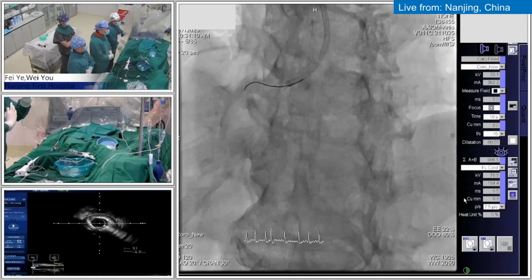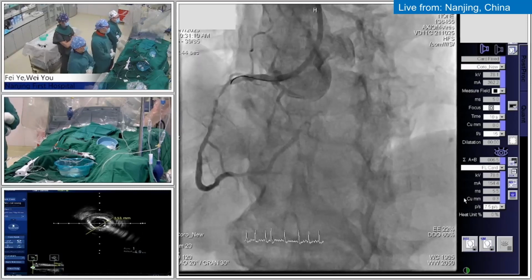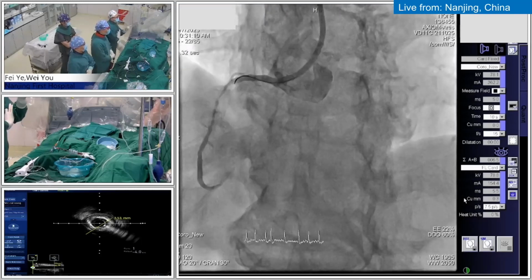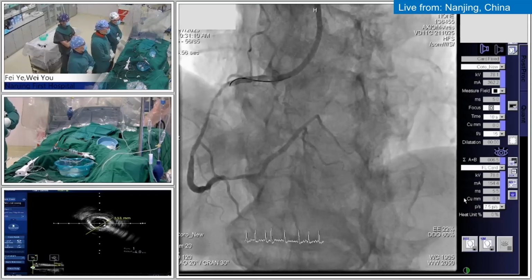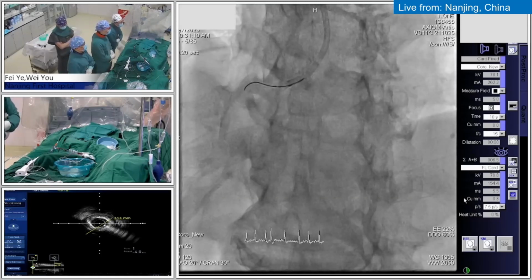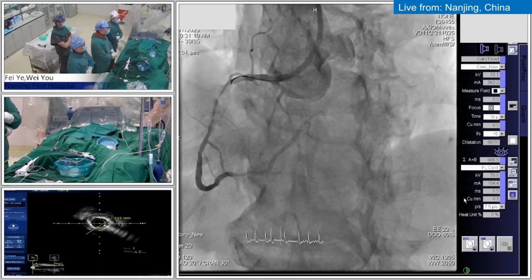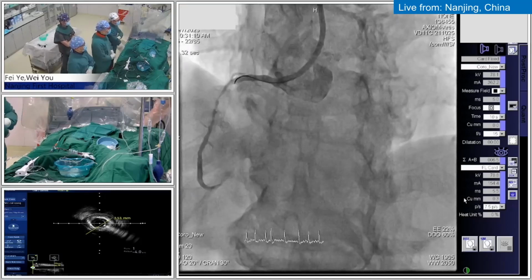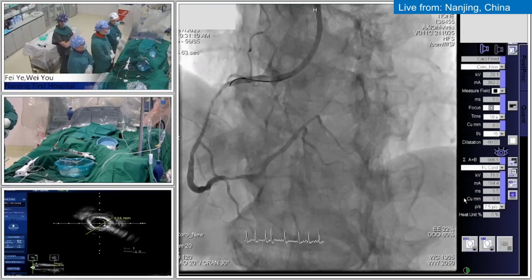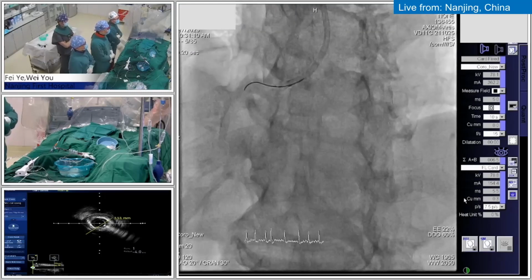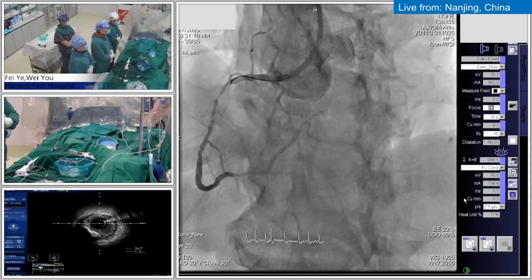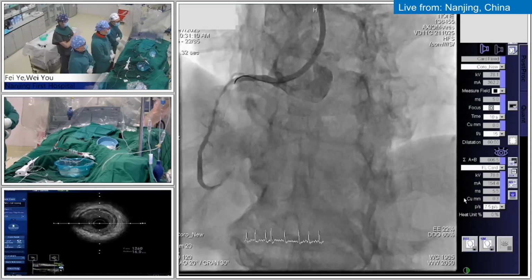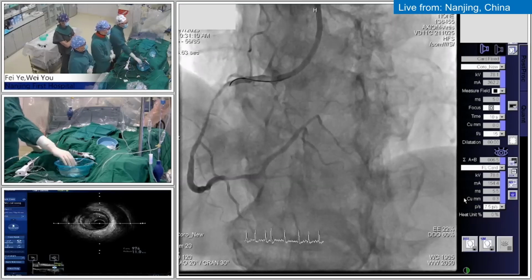And the RCA, you can see very clearly from the LAO cranial and the LAO view, also a very diffuse long lesion from the proximal RCA to the middle RCA, and also with heavy calcification seen from the angiography. And this patient, as you know, with the very high SYNTAX score, is a high risk level patient, and the lesion, also the triple vessel disease, is very complex. So definitely this is a challenging case.